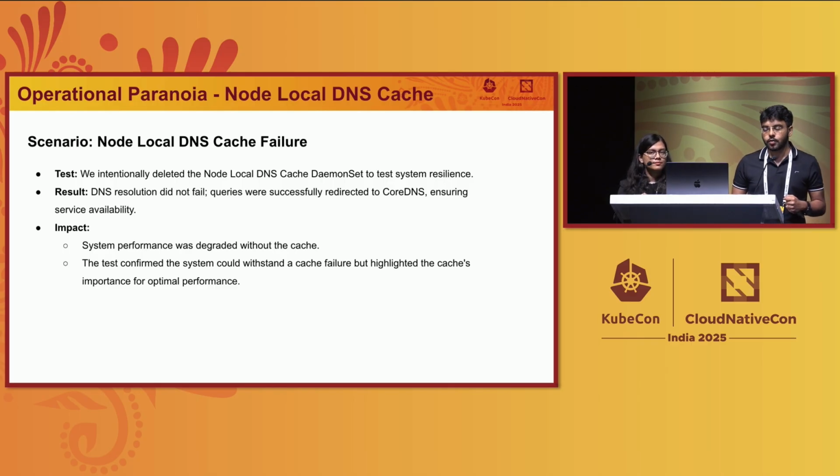The first scenario is Node Local DNS Cache failure. What we basically did was delete the Node Local DNS Cache daemon set to test the system resilience. Here are the results. The DNS resolution did not fail, and all the DNS requests were successfully redirected to CoreDNS, ensuring service availability. The impact of this test was that system performance degraded due to the absence of the cache. This test also highlighted that the system can withstand a cache's failure, but also that the cache is very important for optimal performance.